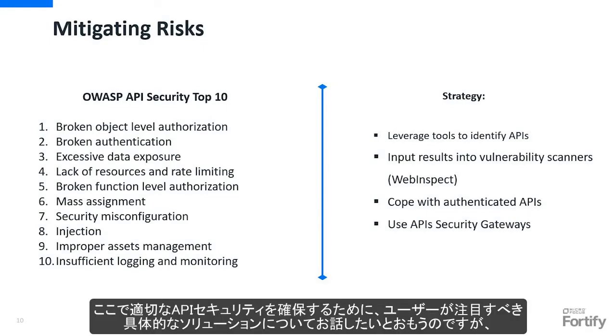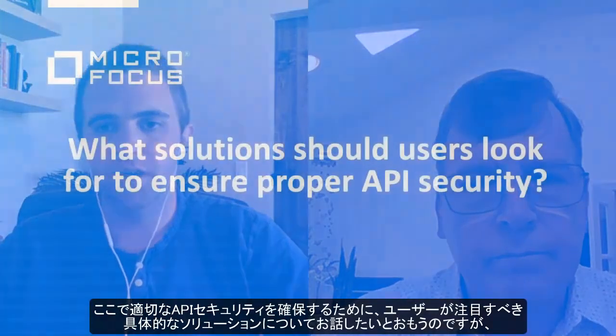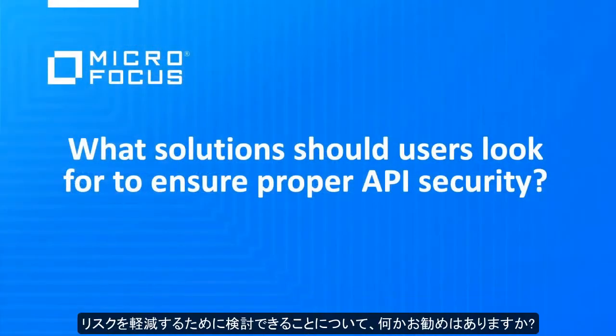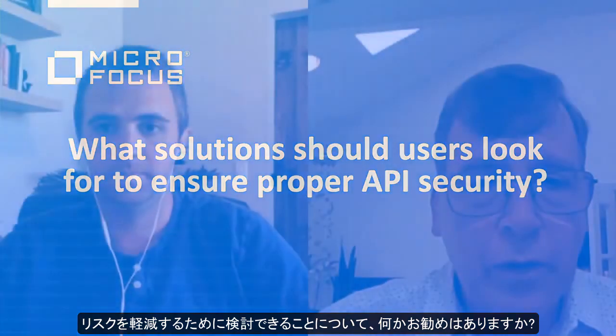Well, I'd like to talk about some specific solutions that users should look for to ensure proper API security. Do you have any recommendations on things that users should look to for mitigating risk? Well, the first is just getting the visibility, right? You need to have the increased visibility into what APIs exist, who owns them, which ports they are listening to. And unlike web applications that you can crawl, APIs have nothing to crawl. So it can be a little bit difficult to discover the APIs.